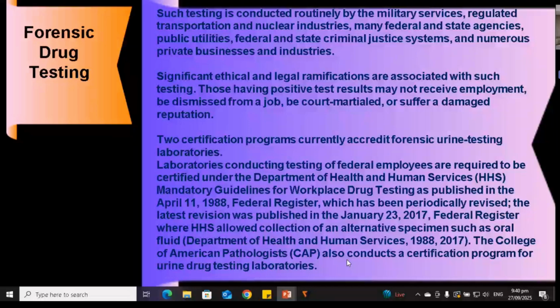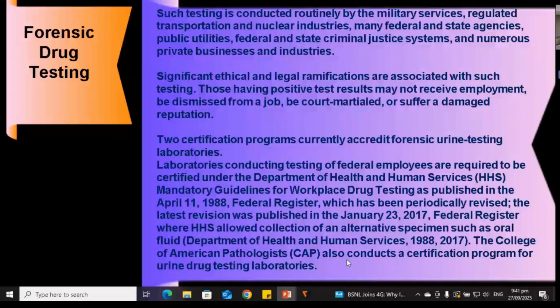For this testing, there are many certification programs. Laboratories conducting testing of federal employees are required to be certified under the Department of Health and Human Services, and there are mandatory guidelines for workplace drug testing as published in the April 11, 1988 Federal Register, which has been periodically revised. The latest revision was in the January 23, 2017 Federal Register, where HHS allowed collection of an alternate specimen such as oral fluids.